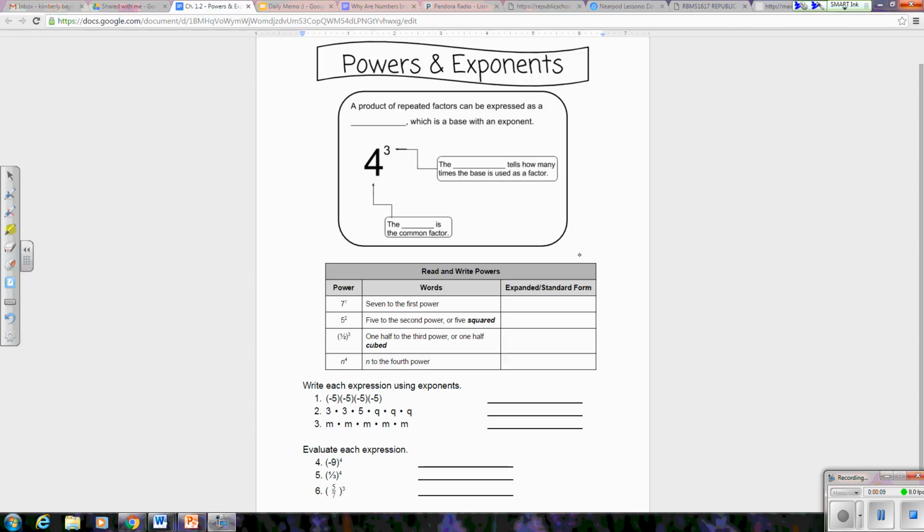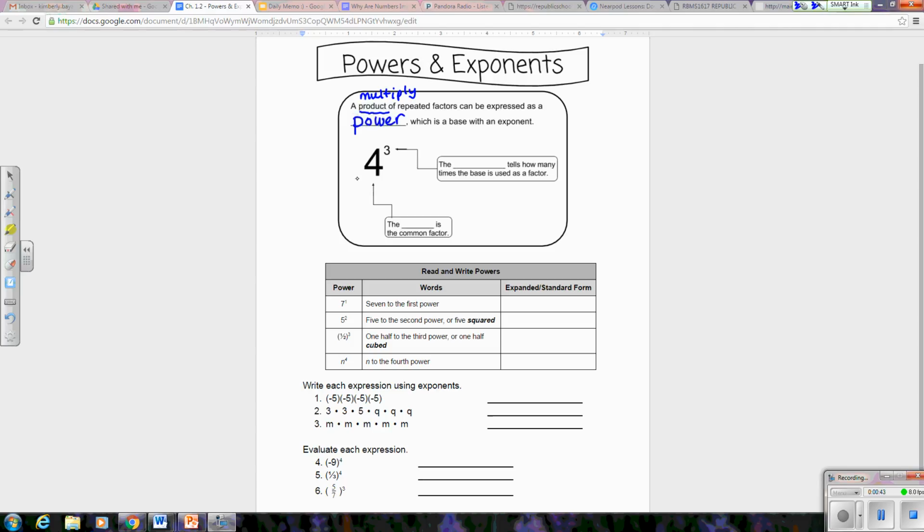Okay, so let's just review. Powers and exponents have to do with a product of repeated factors. And the word product here means to multiply. So if you want to write multiply, that's what product means. And repeated factors, this is basically repeated multiplication. And repeated multiplication can be expressed as a power. So fill in the blank here as power.